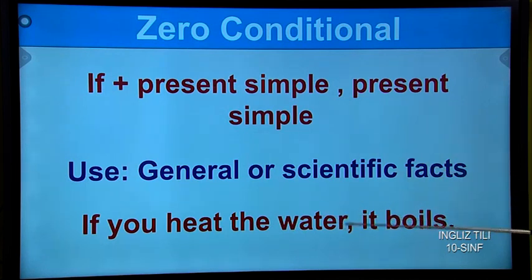If you heat the water, it boils. If you do this situation, your result is this one. You can guarantee it. If you heat water, the result is it boils. You cannot do any other result of this one. It is a scientific fact.